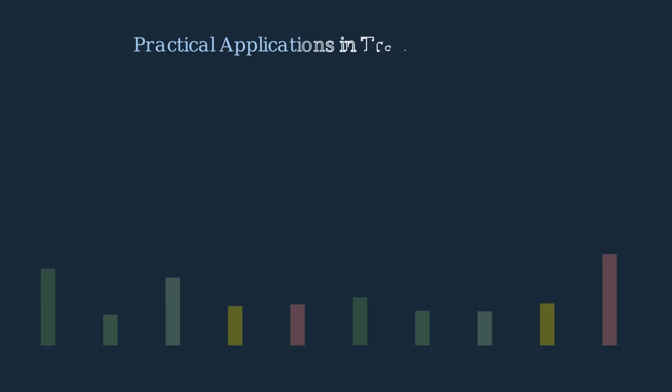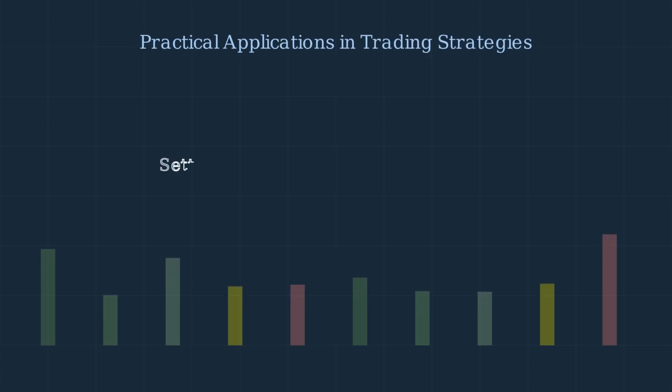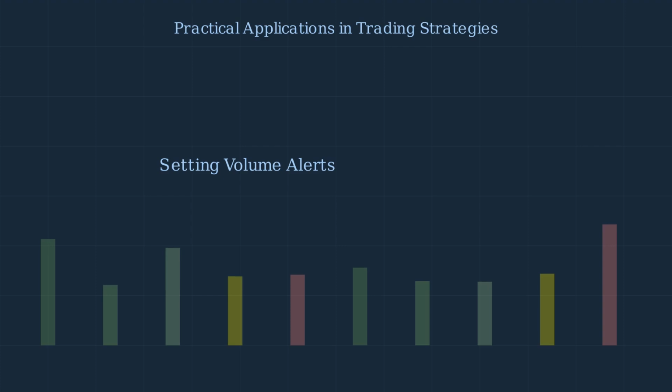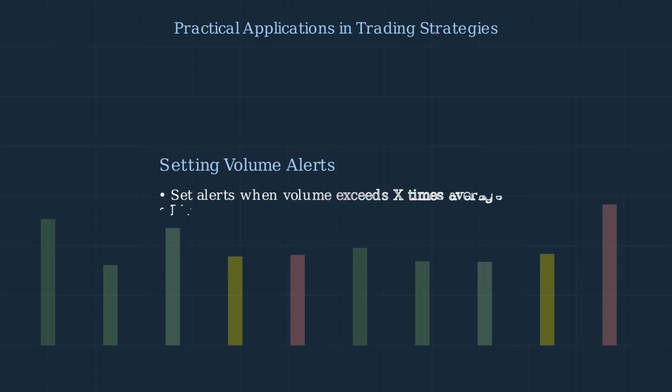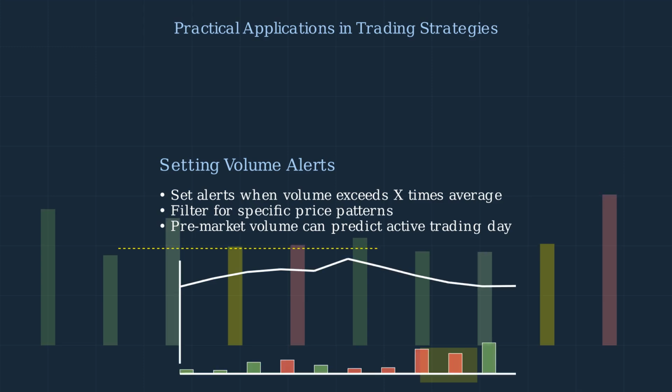Let's explore practical ways to apply relative volume in trading strategies. First, you can set alerts when volume exceeds specific thresholds compared to average volume. This helps identify unusual activity that may lead to significant price movements. Pre-market volume can be especially useful for predicting which stocks might be active during the day.